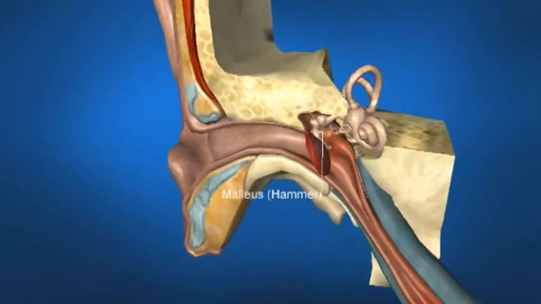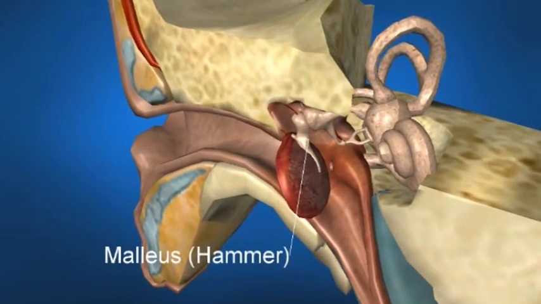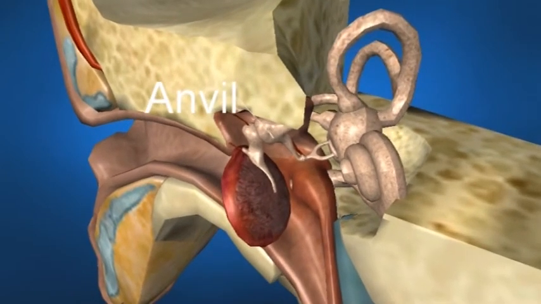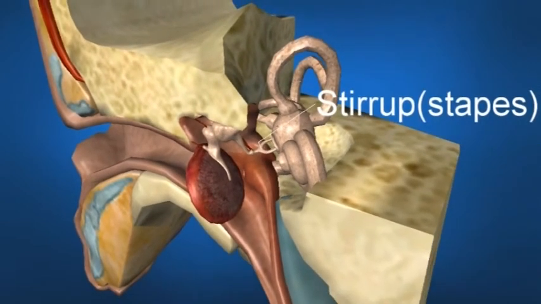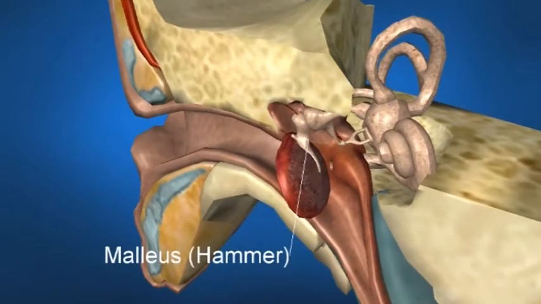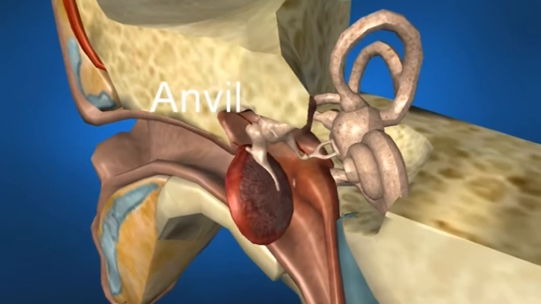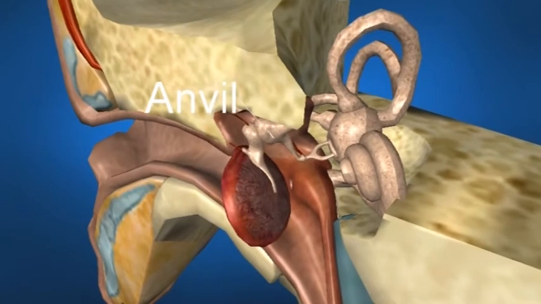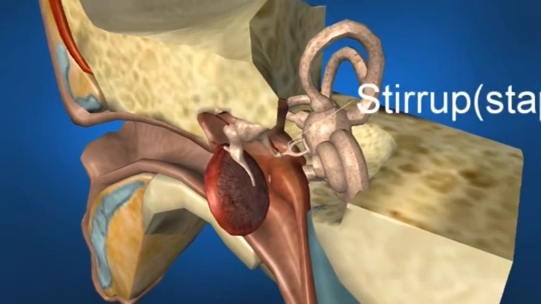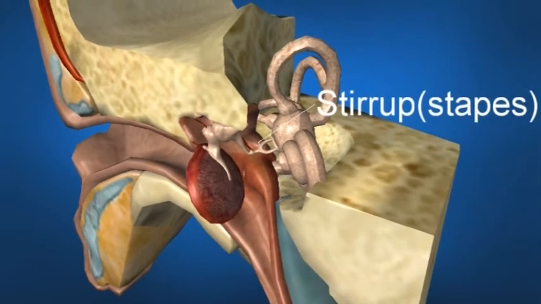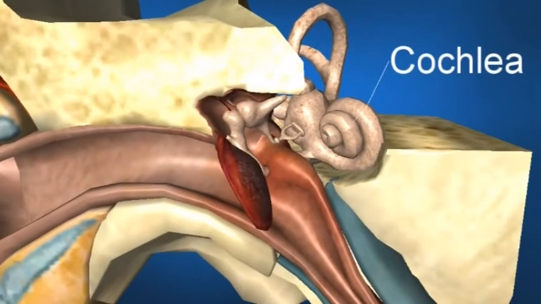The malleus or hammer is attached to the inside of the tympanic membrane on one side and to the incus on the other side. The incus or anvil is attached to the stapes. The stapes press against a membrane that covers a small opening, the oval window. The oval window separates the middle ear from the inner ear. The movement of the stapes against the oval window causes movement of fluid in the inner ear.